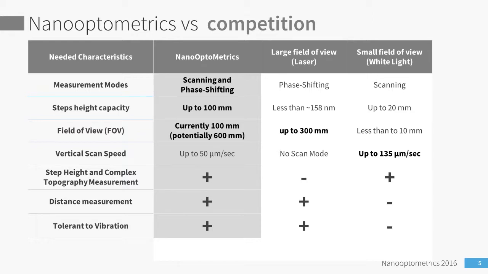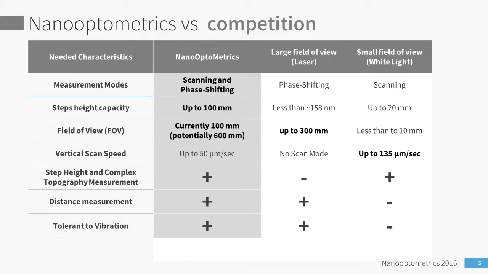If we use white light technology, the disadvantage is that it has a very small field of view, less than 10 millimeters. Our equipment can combine the advantages of both technologies. We have very high step height capacity, up to 100 millimeters, a very big field of view, currently 100 millimeters, but we can increase it up to 600 millimeters, and it's tolerant to vibration. As I told you, it's very crucial for many production processes.